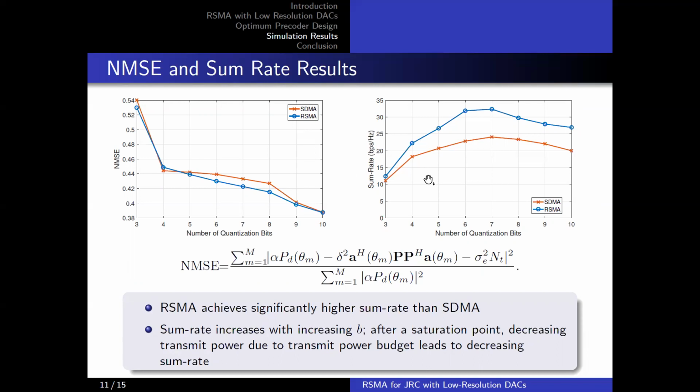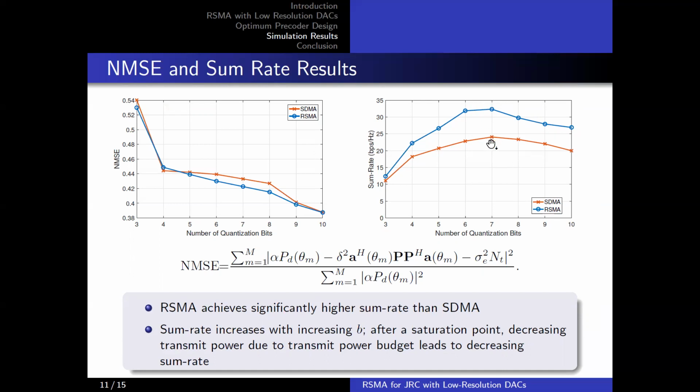An interesting phenomenon is that the sum rate increases up to a certain number of quantization bits and then decreases. This is a result of the transmit power budget. As the quality of the precoders increases with increasing number of bits, the sum rate tends to increase. However, increasing the number of bits also increases the power consumption of the DACs, which in turn decreases the power allocated to the precoders. After a certain number, increasing the quality of the precoders does not affect the sum rate as much as reducing the power allocated to the precoders. So the sum rate tends to decrease after such a point.